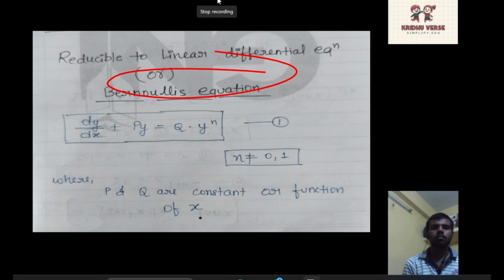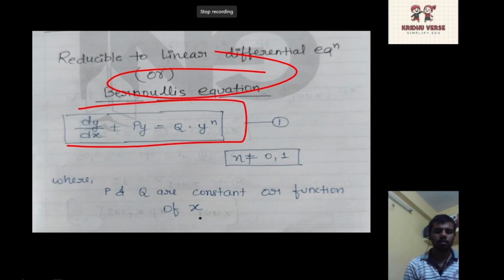Bernoulli's equation is in the form dy over dx plus P y equals Q times y to the power n. It is almost equal to our normal linear differential equation. Remember this. The only change you can observe is the power n in this form. Nothing else has changed; everything else is the same as the linear differential equation.